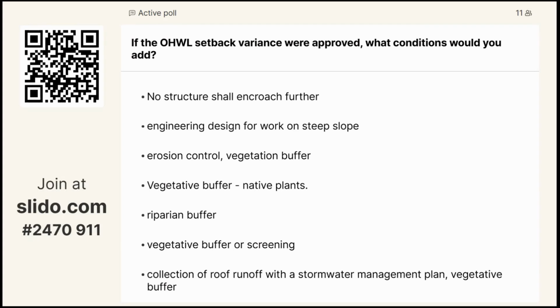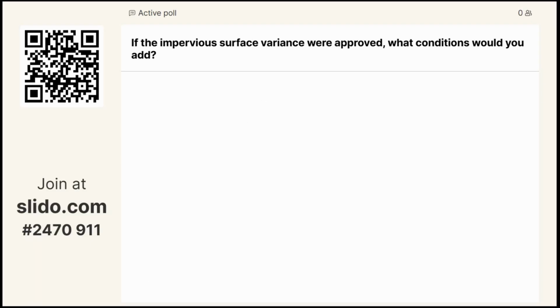And so there was a requirement to vegetate the slope, to direct all the rainwater to the rear of the property, and actually to put some vegetation screening in between this property and the adjacent properties. So all good ideas, all relevant to this particular situation. So, okay, what about ideas you might have for conditions dealing with an approved impervious surface variance?